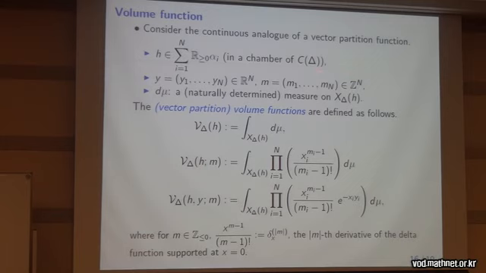We defined the vector partition function, but the volume function associated to the vector partition function is the continuous analog of that. So V delta of H is just the volume of the partition polytope, the integral of 1 over the partition polytope, and as some variants, V delta of H by m is defined as the integration of some function like this over the partition polytope. There are some details, so I omit them here.